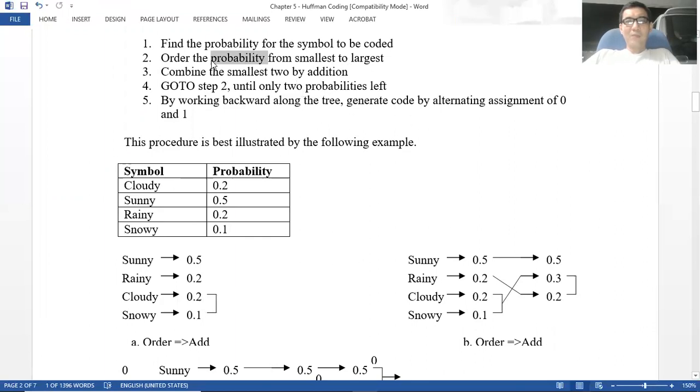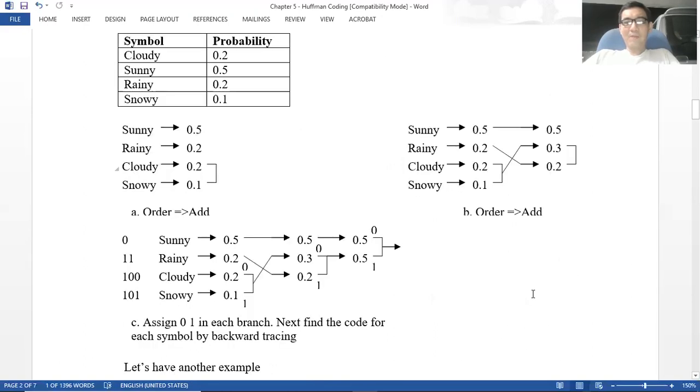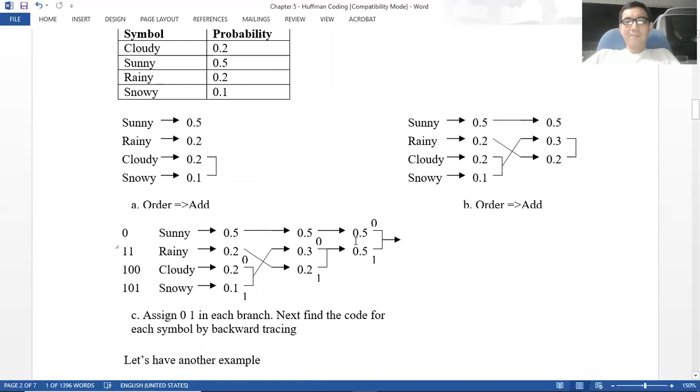So go to step 2, we order again. After we combine, we get 0.3. So then we sort them again. So the 0.2 becomes lower. 0.3, which is the combination of cloudy and snowy, is now ranked second. And then 0.5 remains the top. And then we repeat the same step. We combine the two smallest. Now both are 0.5. So then we combine the two 0.5 and eventually become 1. And the algorithm stops here.